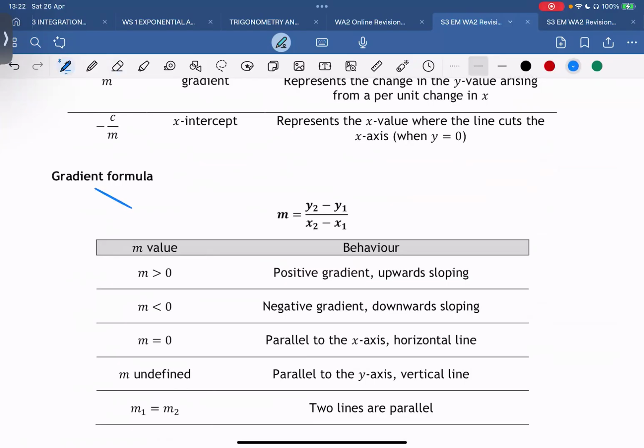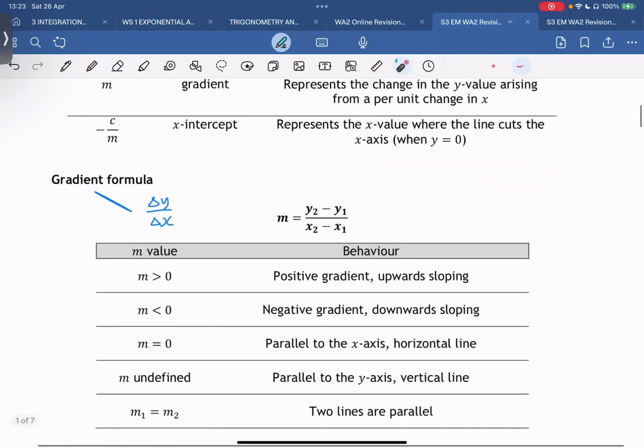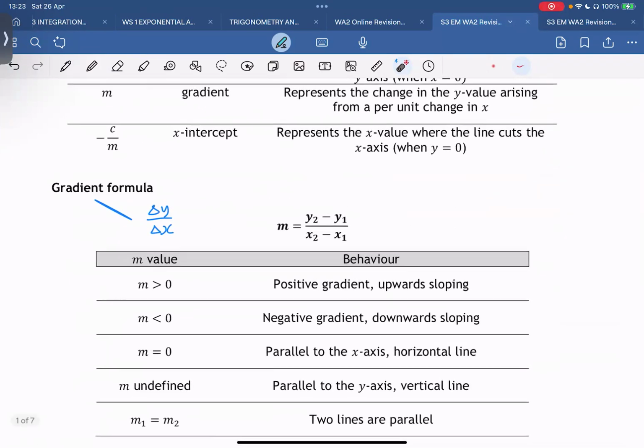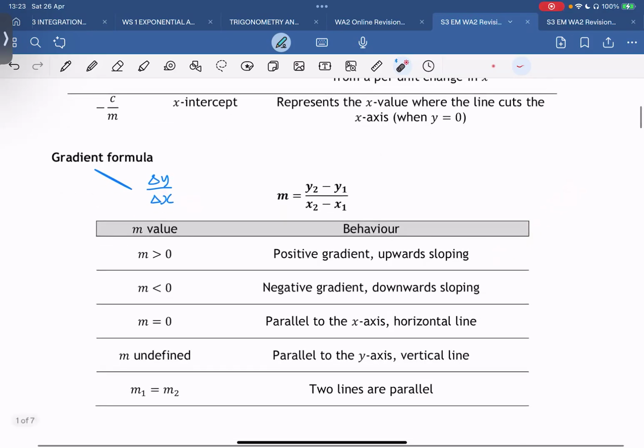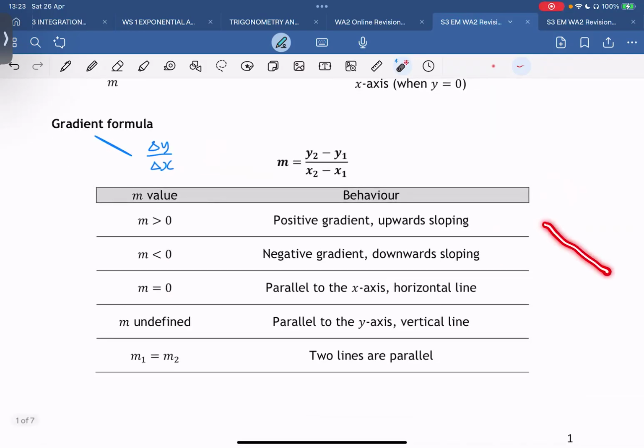So recall that our gradient is change in y over change in x. Now, if my gradient is positive, it means that when x is increasing, y is also increasing. Okay, both are increasing. Therefore, my line must be upwards sloping. Conversely, if my gradient is negative, it means as x increases, my y is decreasing. Therefore, the line will be downward sloping.